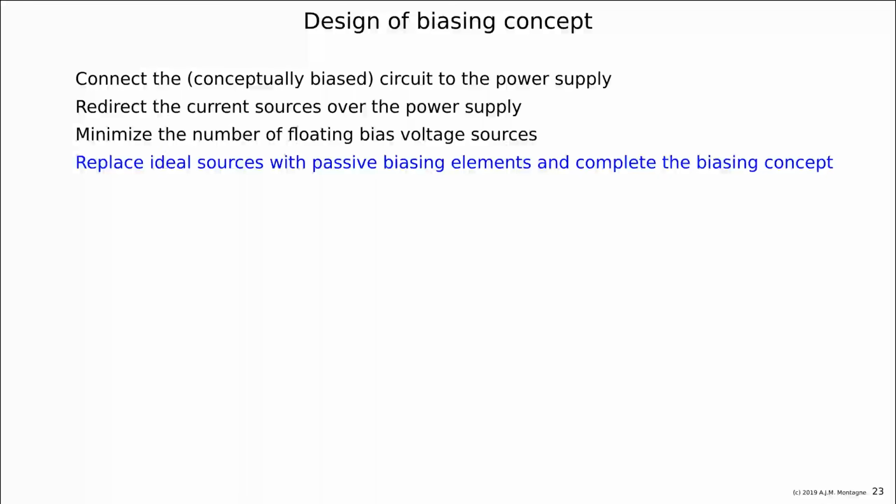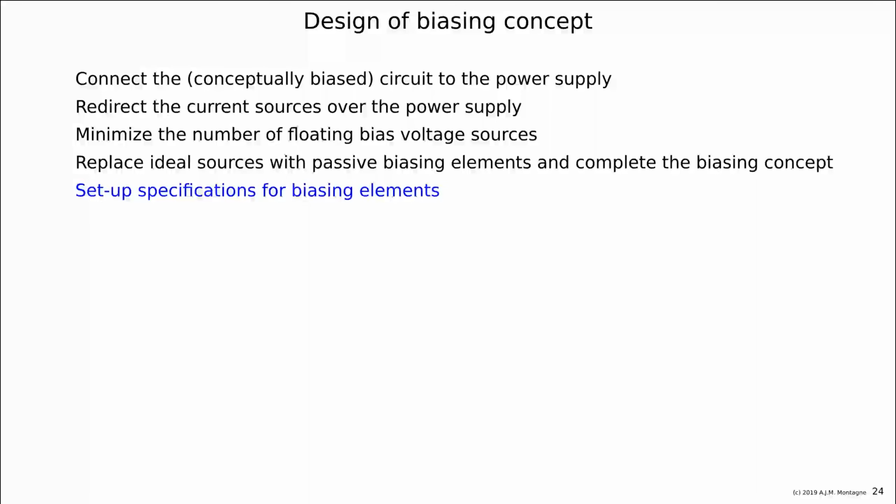So then, of course, we still have ideal sources, and we don't want to have ideal voltage and current sources. At the end, we want to use passive devices for biasing, because the battery or the power supply is the only active device in the whole circuit, as we have seen already.